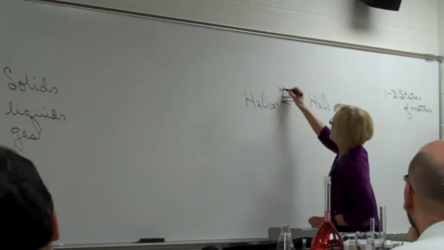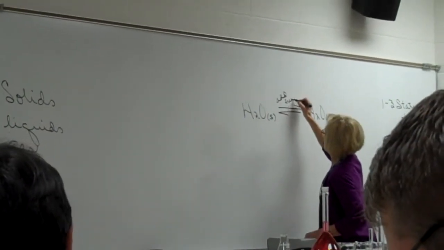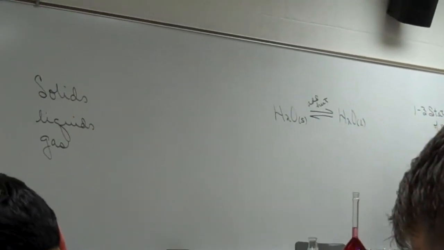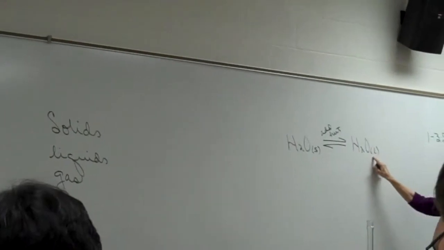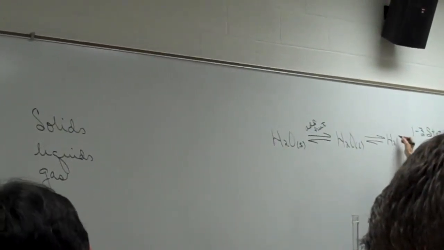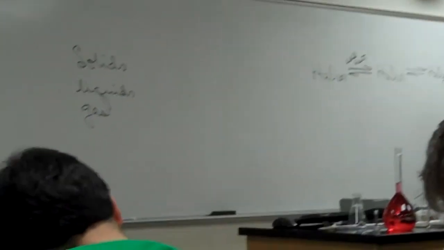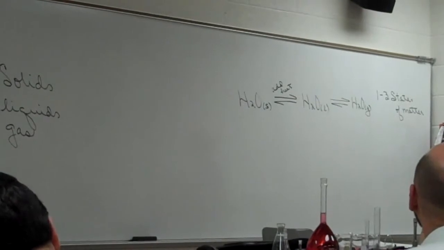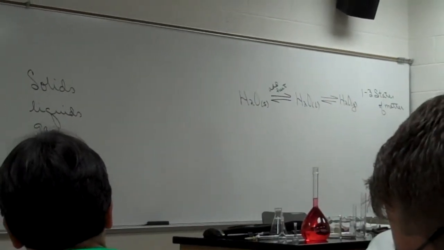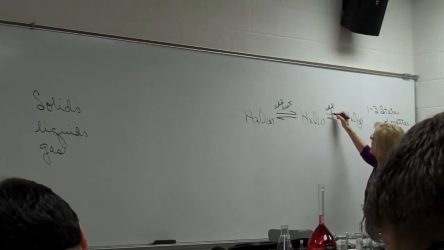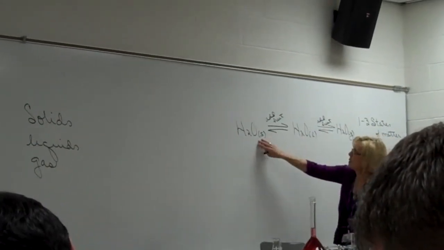If we add heat to this, we can turn this into the liquid state. So we use a small L to signify that. And then if we add even more heat to it, we can change it into the gaseous state, but of course in English we use the word steam. But here we're going to indicate it that way. So all we have to do to make these changes is add heat.